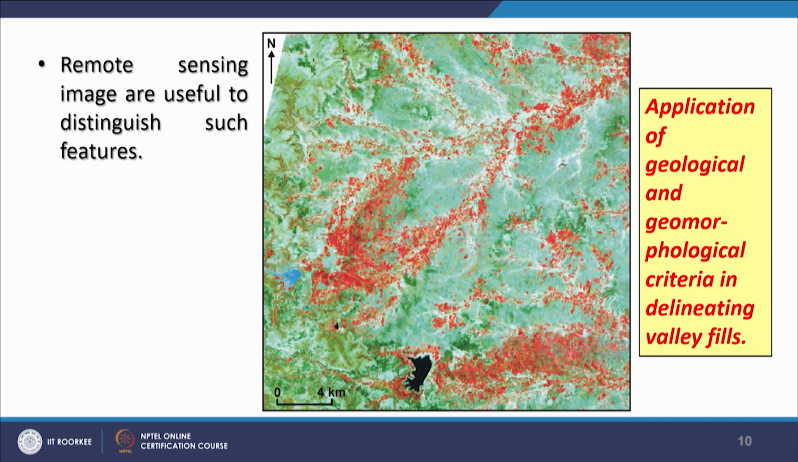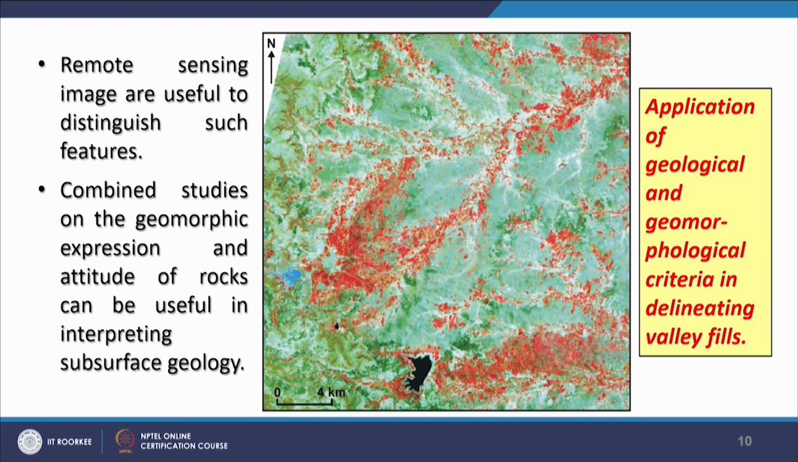So remote sensing images, as we have been discussing, are useful to distinguish such wet and dry features of streams. Combined studies on geomorphic expressions, that means the features present on the surface, and the attitude of beds are very useful, as we have seen in our discussion also.